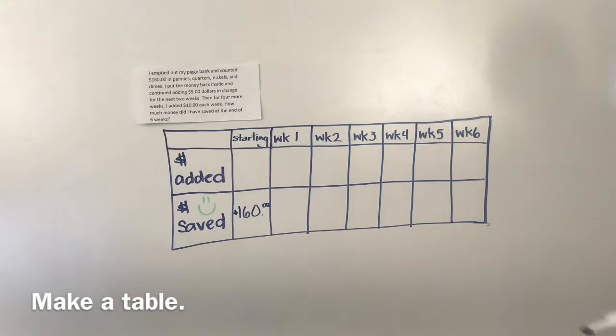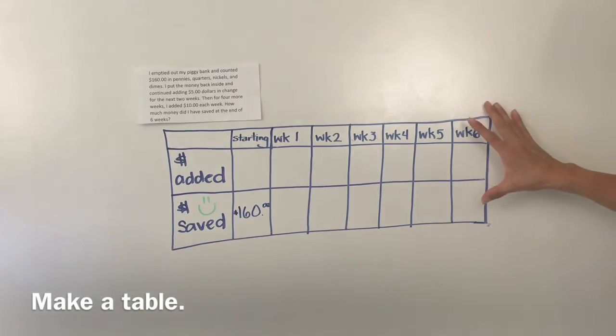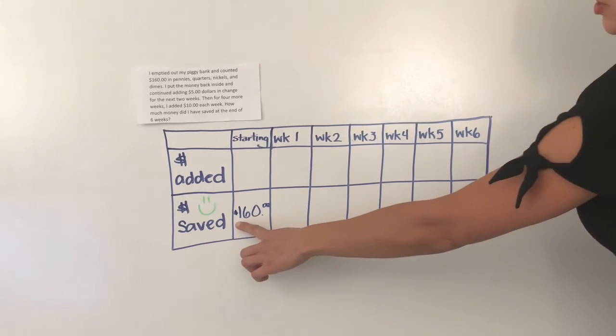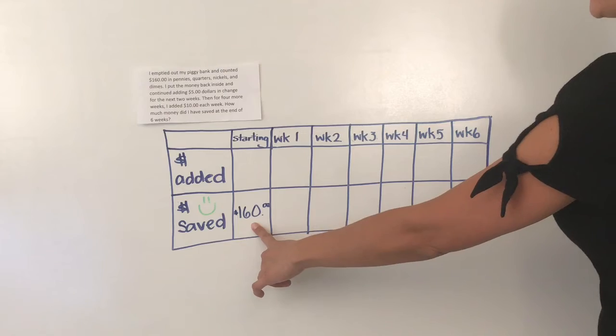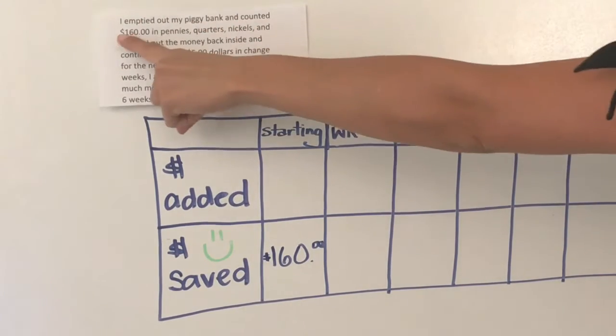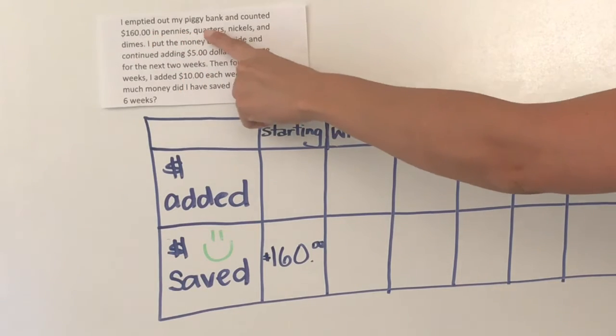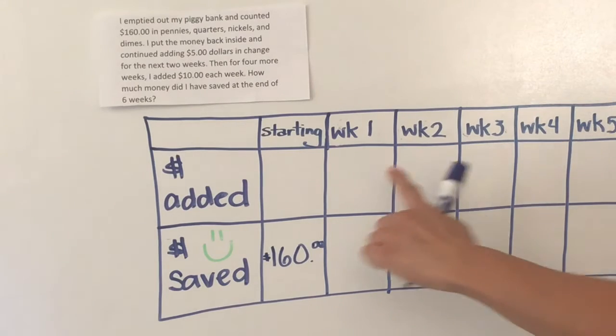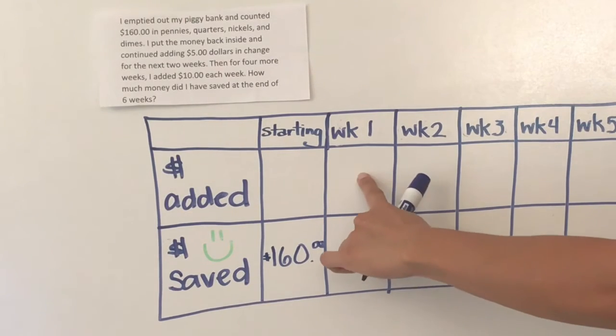For this problem, I am going to organize my information by using this table. In this table, I am starting with $160 because it says I emptied out my piggy bank and counted $160 in pennies, quarters, nickels, and dimes. I put the money back inside and continued adding $5 in change for the next 2 weeks. So these are the next 2 weeks.